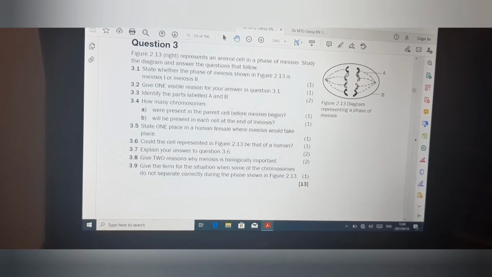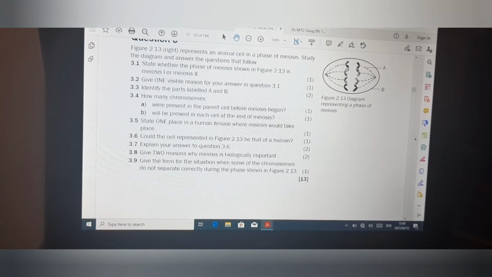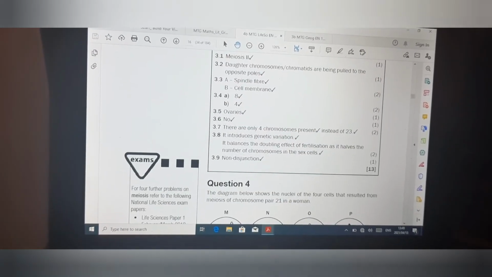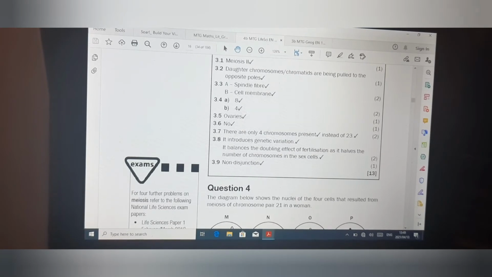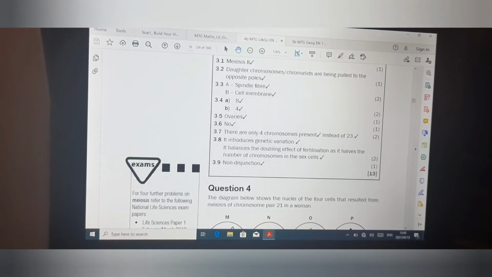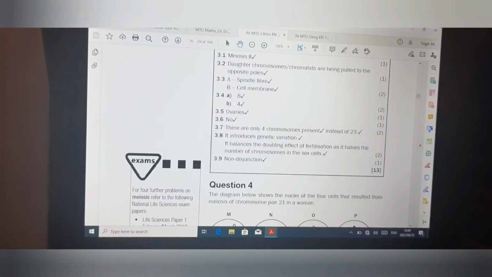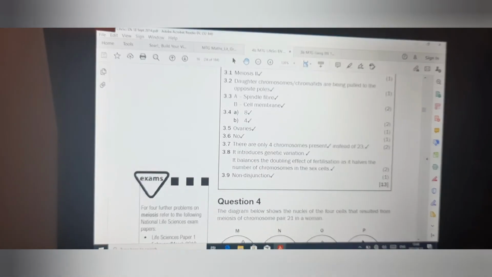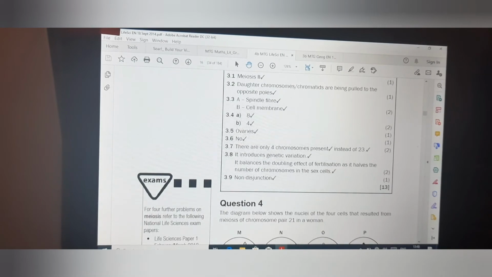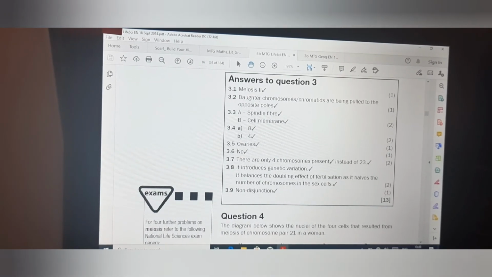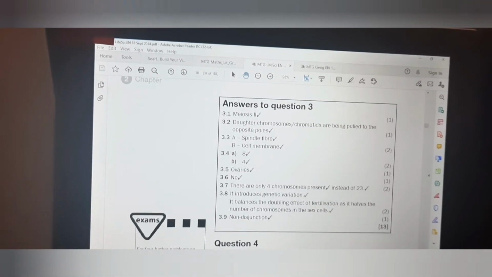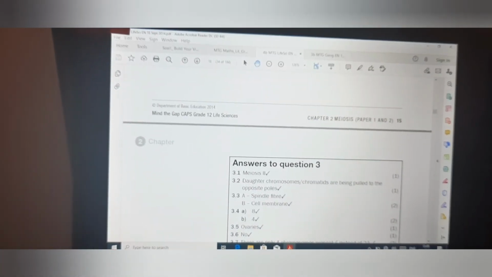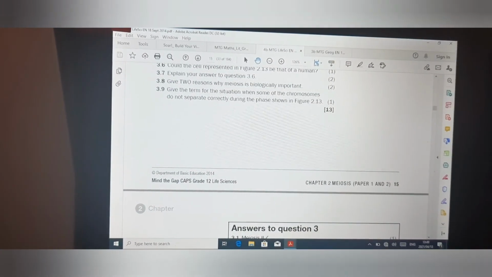Now give 2 reasons why meiosis is biologically important. 3.8. It introduces genetic variation. It balances the doubling effect of fertilization, as it halves the number of chromosomes in the sex cells. So I'd advise you guys to go and read again. Make sure that you understand the reason why we have meiosis.